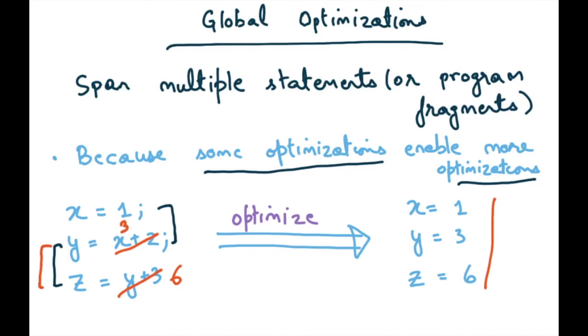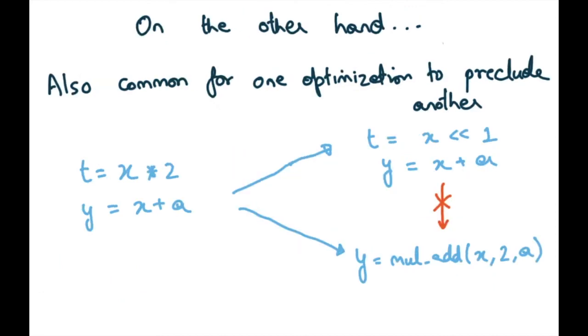And this is a very common thing in compilers. On the other hand, it is also common for one optimization to preclude or thwart another optimization. All right. So because one optimization triggered, the other optimization can no longer trigger. This is also a very common phenomenon, and this is a big problem in compiler design, and causes complexity. So here's an example. Let's say I have t equals x into 2 and y equals x plus a. Now the compiler has some logic that says that whenever you see a multiply operator followed by an add operator, you can convert it to the mul-add operator, right? This is something that we saw a couple of slides back.